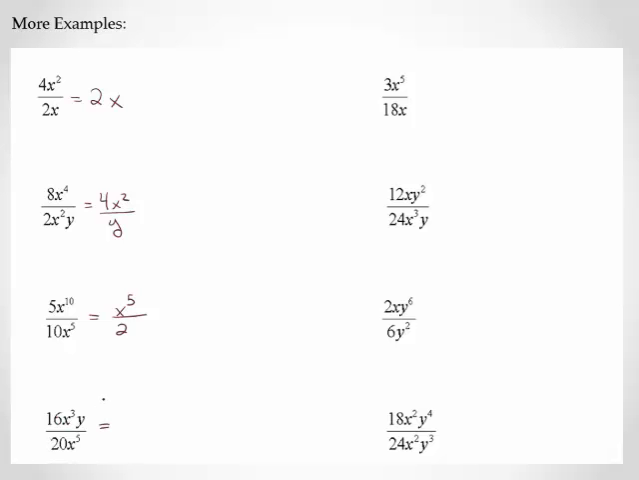16 and 20 don't divide evenly, but they do both divide by 4. So I get 4 and 5. I have an x to the 3rd and x to the 5th. 5 minus 3 is 2, and that stays in the denominator, and then a y in the numerator. So what I would like you to do is pause the video and try these 4, and then when you're finished, unpause the video and check your work.